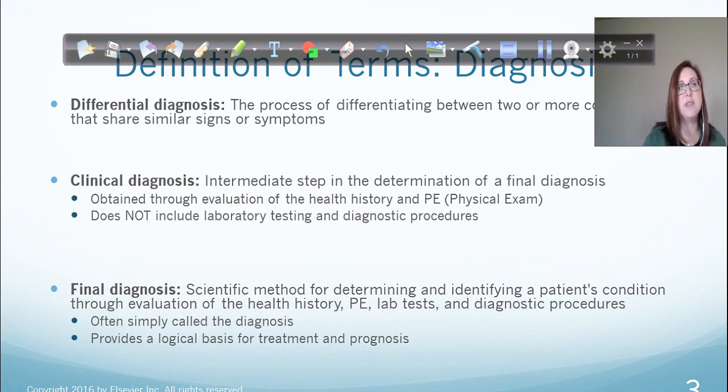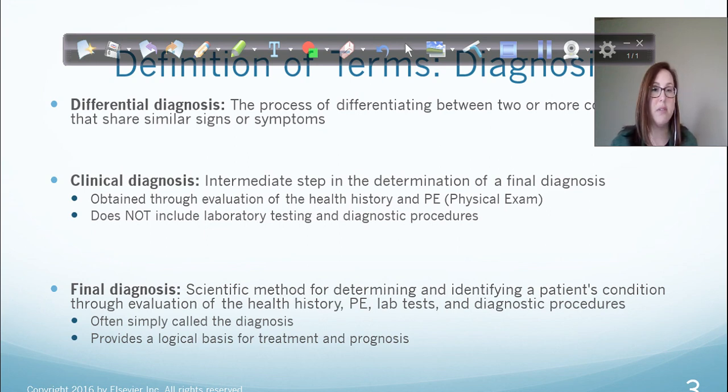So definition of terms. Differential diagnosis, this is the process of differentiating between two or more conditions that share the same or similar signs and symptoms. So this helps determine what diagnosis is causing the problem, or what illness or disease is the problem, and it determines how the physician can treat. So it determines which disease is causing symptoms. This helps so that the final diagnosis can be made.